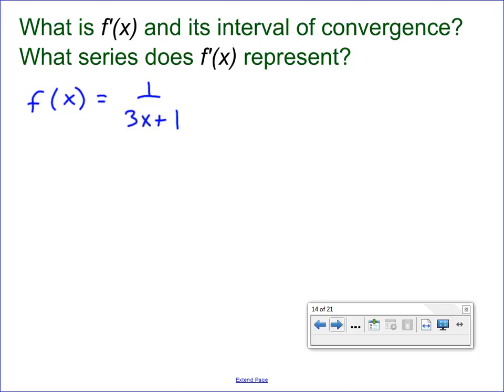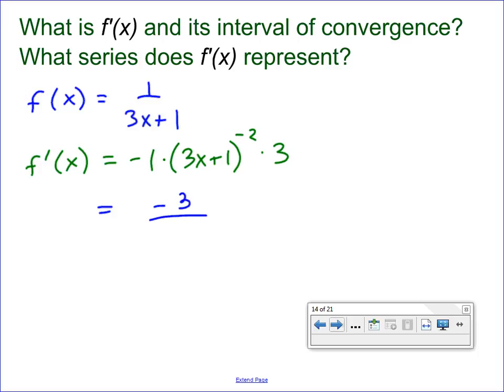So f prime of x would simply be the derivative of this quotient, or you could do that as a power function, currently 3x plus 1 quantity to the negative 1. Either one is fine. Do you want to do quotient rule or power rule? Power rule: this is currently quantity to the negative 1, which means the derivative is the current exponent, negative 1, times the quantity to 1 less, times the derivative of the quantity. Rewritten, I get negative 3 over (3x plus 1) squared.